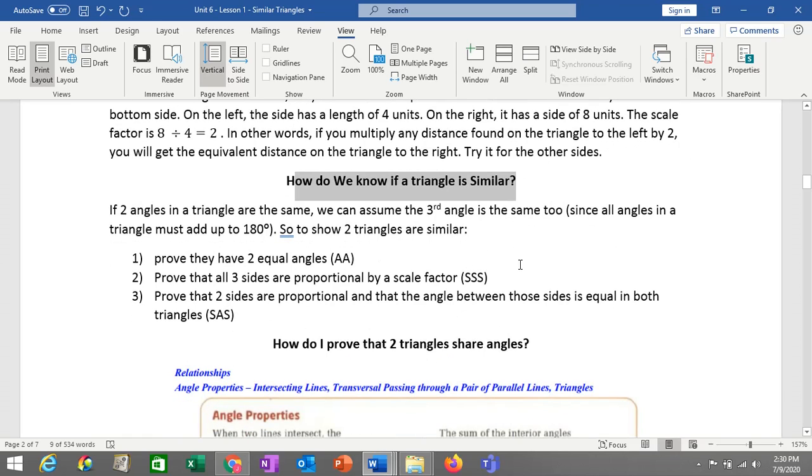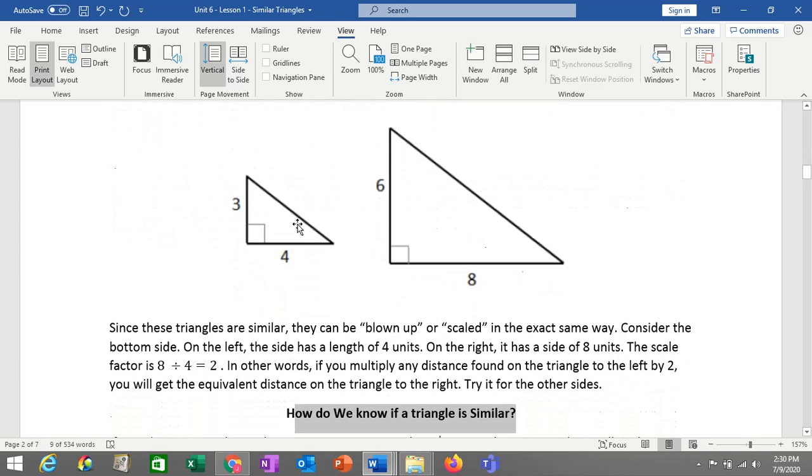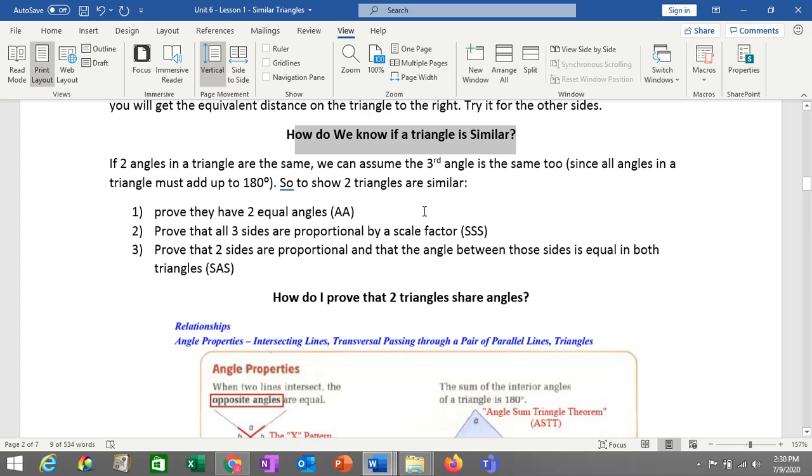The other way you could do it is show that all the sides are related by a scale factor, right? So in other words, we know the scale factor here, if these triangles were similar, is 2, because 6 divided by 3 is 2. So if I knew all 3 sides, I could just check and see, is the scale factor 2 for all of them? If I do this side divided by this side, do I get 2? If I do this side divided by that side, do I get 2? If I do this side divided by that side, do I get 2? If I get the same number for all of those divisions, then I can conclude that the triangles are similar.